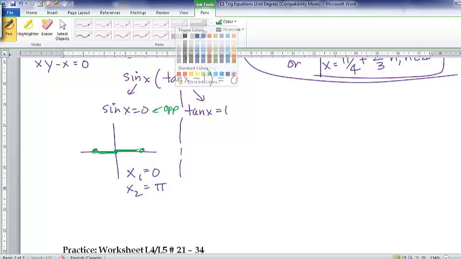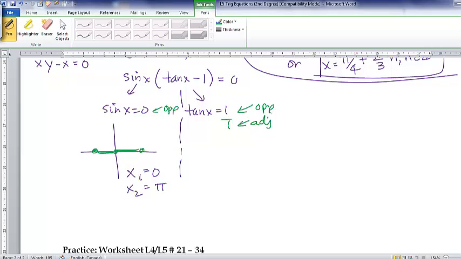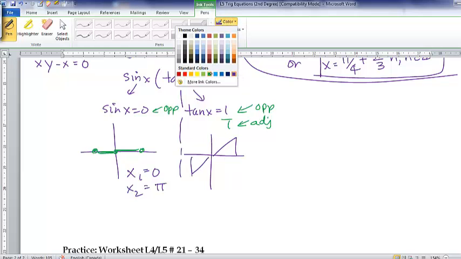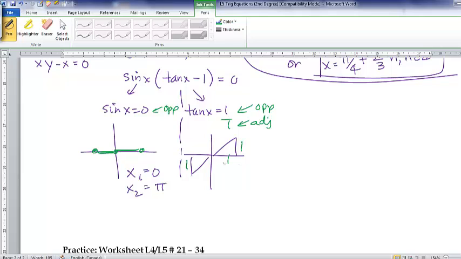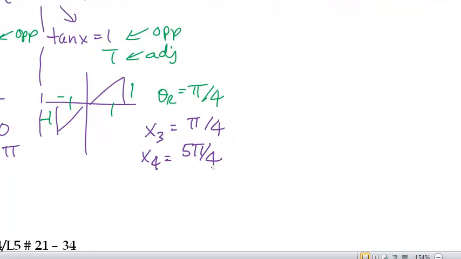Let's do the one on the right. Tan x equals 1, so that's 1 over 1. So my opposite and my adjacent are the same. It's going to be an isosceles triangle. Tangent's positive in 1 and 3 using the ASTC. So this is 1, this is 1. These guys are negative. My reference angle is pi over 4. So that gives me two solutions, x3 and x4, pi over 4 and 5 pi over 4, right? Pi plus pi over 4. So if I was just from 0 to 2 pi, I would be done.